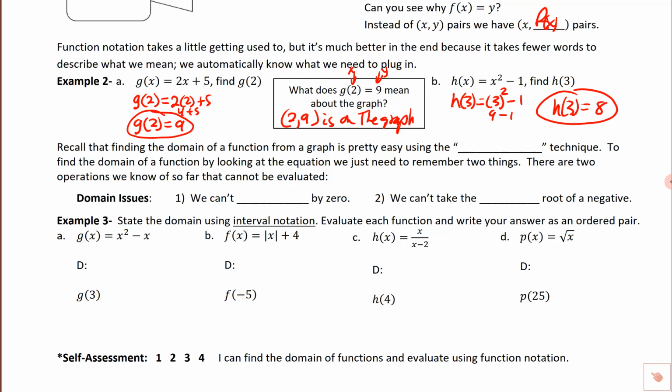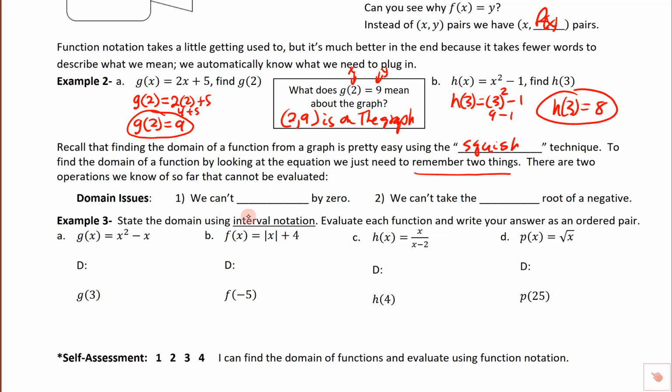Okay, so remember, in the last section, we talked about how we could find the domain of a function by looking at its graph. And that was a pretty easy thing to do using the squish technique. But finding the domain of a function just by looking at the equation, that's a little bit more difficult. So what we need to do is remember two things. There are two operations so far that cannot be evaluated. Now there are going to be some other operations down the road that you're going to run into that don't have answers. But for right now, there's only two of them.